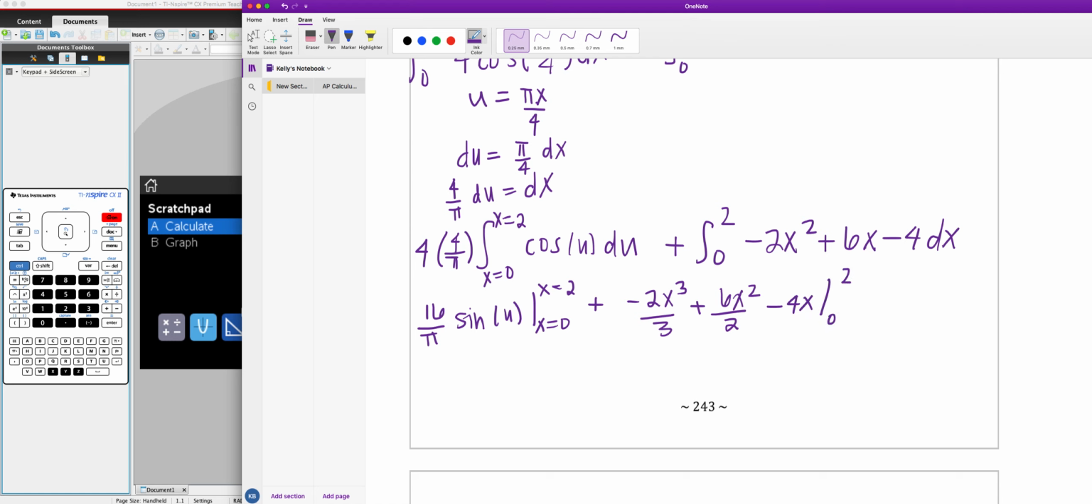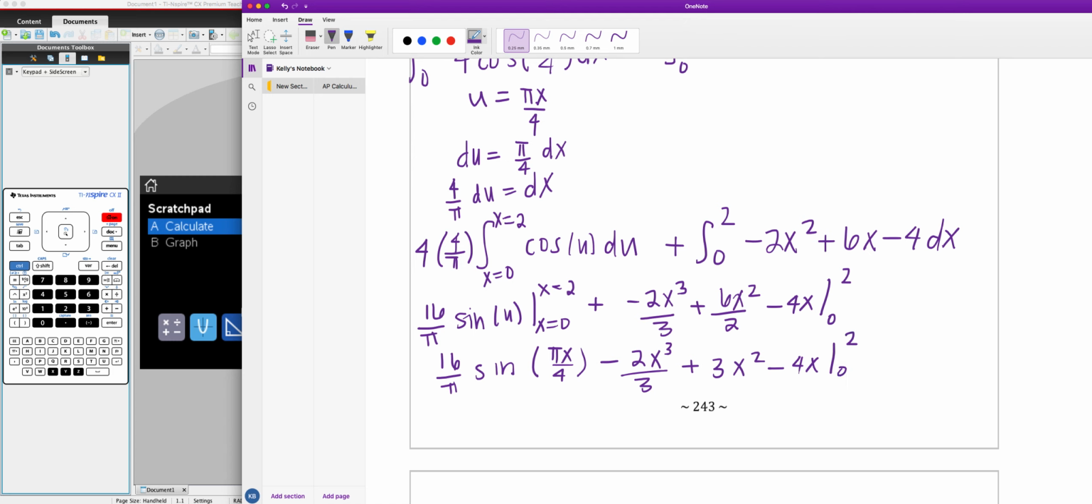Now the last piece to do is to sub my u back in before I deal with my bounds. So we get 16 over pi sine of pi x over 4. Now plus, I'm going to rewrite the whole rest of this piece, and I'm going to group it together with one set of bounds since they're both going from x equals 0 to x equals 2. So we get our whole second integrand that we had, reducing that fraction down as we go, evaluated from 0 to 2.